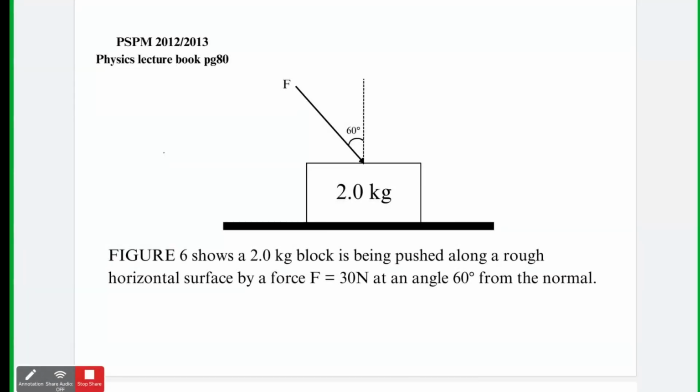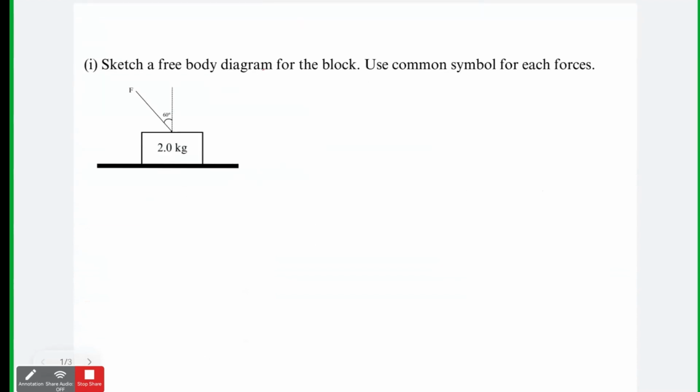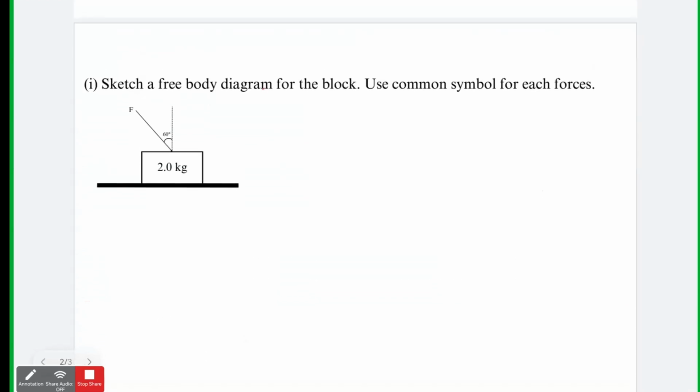Everyone. Today we are going to discuss the PSPM past year question, which is in our physics lecture book, page 80. The question shows a 2 kg block being pushed along a rough horizontal surface by a force F equals 30 N at an angle of 60 degrees from the normal. Question A asks us to sketch a free body diagram for the block and use common symbols for each force.